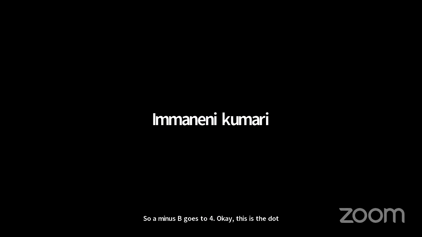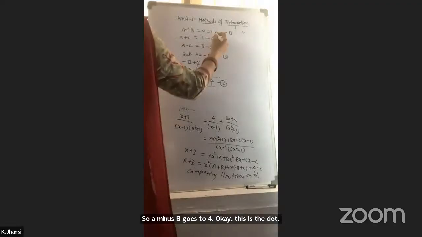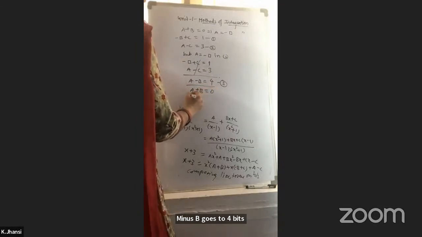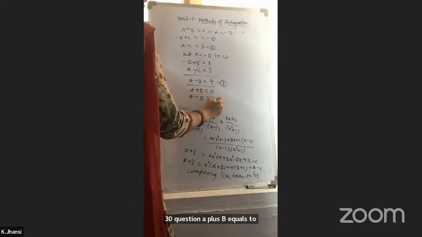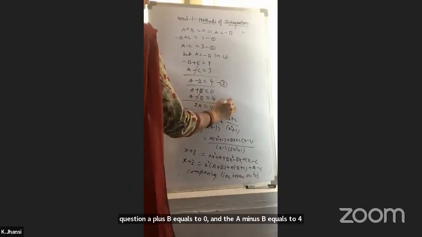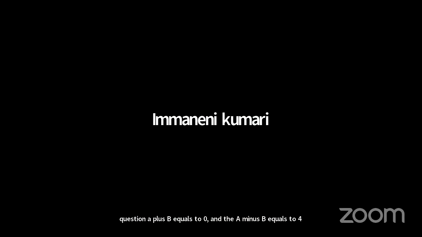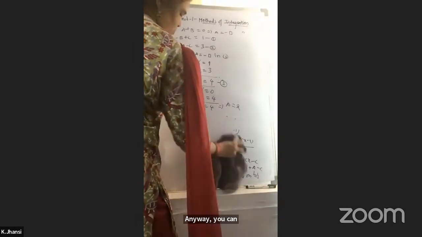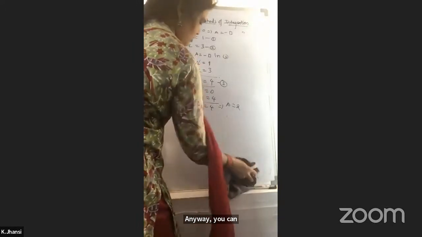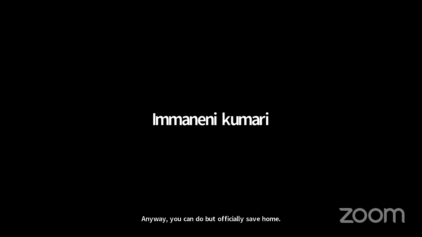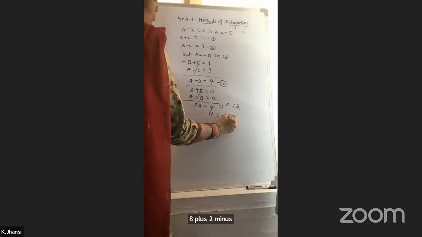So A minus B equals 4, and from the other equation, A plus B equals 0 and A minus B equals 4. So both will get cancelled. 2A equals 4 implies A equals 2. You can do it anywhere, but the answer should be the same. So A equals 2 means what is the B value? A equals minus B, no? Therefore, B equals minus 2.